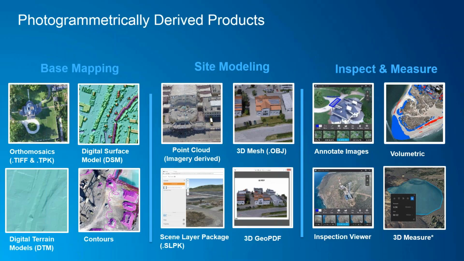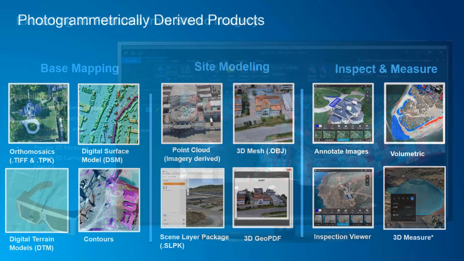And this is an example of those photogrammetrically derived products. Obviously the base mapping is critical, from the orthos to the DSMs to the digital terrain models, all the way up to creating contours. But these tools are also very powerful in that they can create point clouds, photogrammetrically derived, 3D meshes. We can populate scene layer packages, and then we can also do these inspect and measure type capabilities where we actually interact and accurately measure what we're seeing in the 3D collection of photos that we're working with.